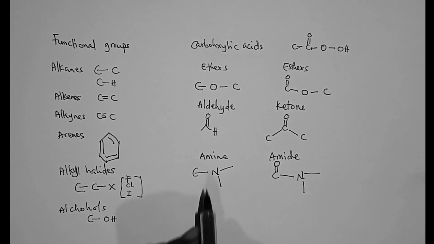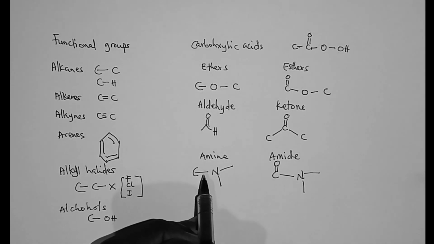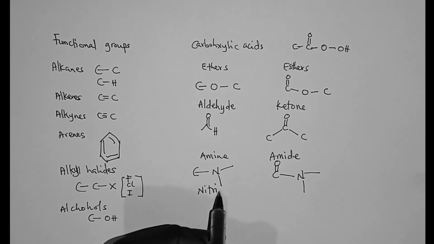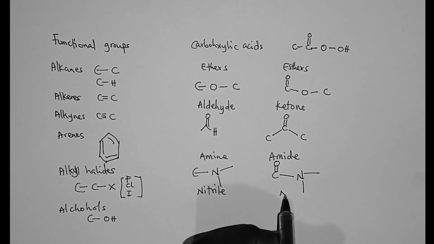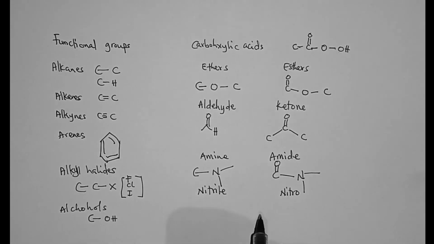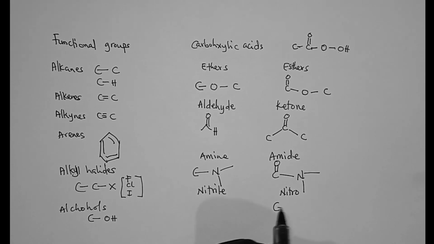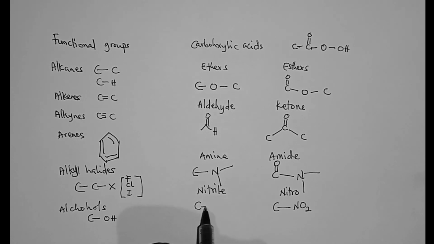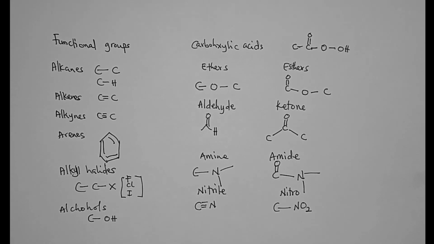Then the next one we talk about is nitriles and then the nitro. Nitro is a carbon that is bonded to an NO2 group. And then a nitrile is a carbon that is in triple bond with a nitrogen.